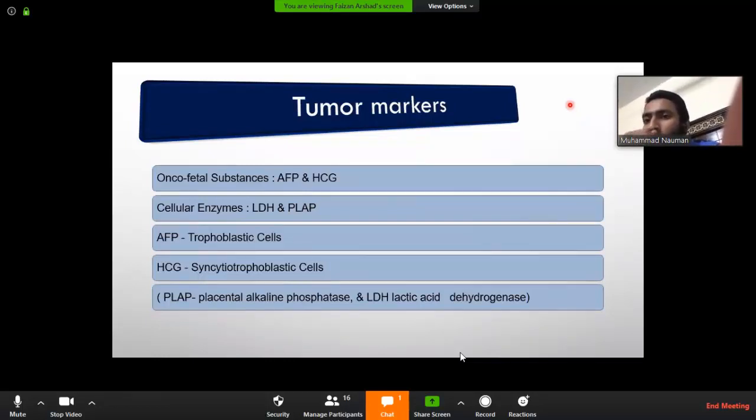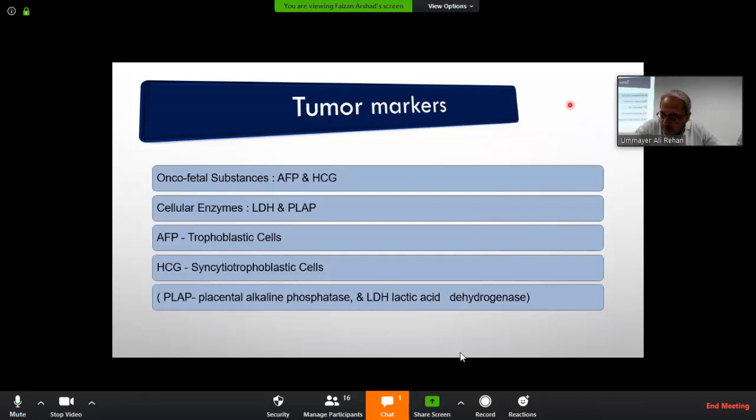The other two, there are multiple tumor markers, but these three, AFP, HCG and LDH, are the most important ones. For all practical purposes, if we consider the importance of all three, one is the most important, and that is AFP. If you do AFP before doing any treatment of the testicular mass, and AFP is absent, then that means that this is a non-seminomatous germ cell tumor.